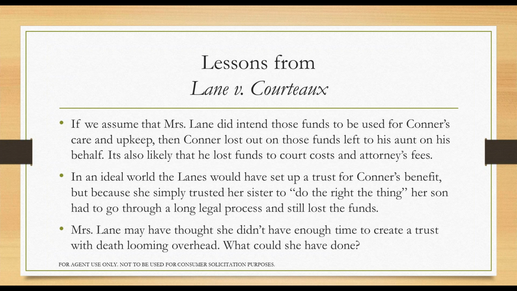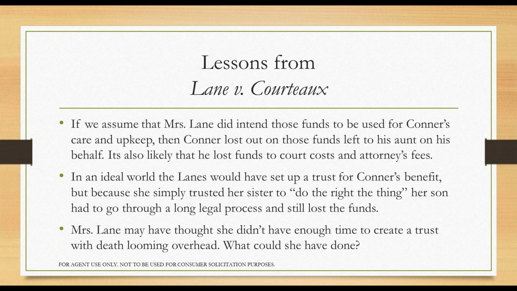And so what are the lessons from the Lane versus Cordo case? Well, first of all, if we assumed that Mrs. Lane did intend for the funds to be used for Connor's benefit, Connor lost out on $300,000. Now, assuming his dad left him the $300,000 that Dad inherited or Dad was beneficiary of, that money was still retained, but Connor lost out on the funds that was left to his aunt on his behalf, and he also lost out on whatever it cost him to pursue the court case.